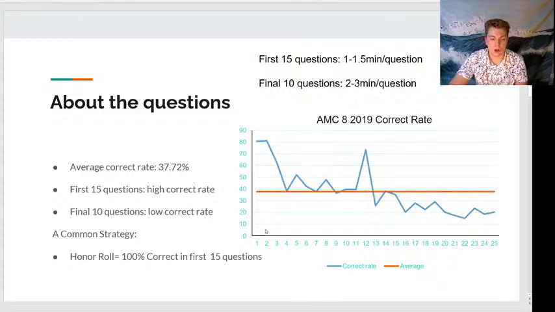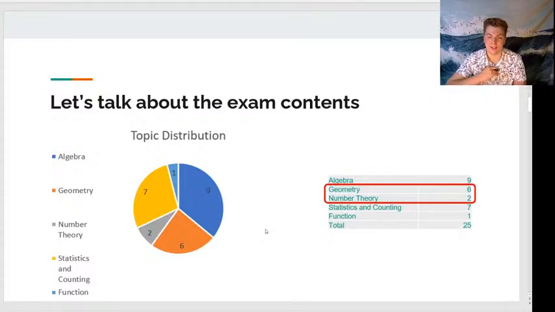Awesome. So next we're going to talk about the exam contents. Now this is specifically for 2019 again, I want to remind you. But you can see the breakdown in the pie chart right here. Year to year, the exam mainly focuses on algebra, geometry, and then statistics and counting. And that was true again this year.